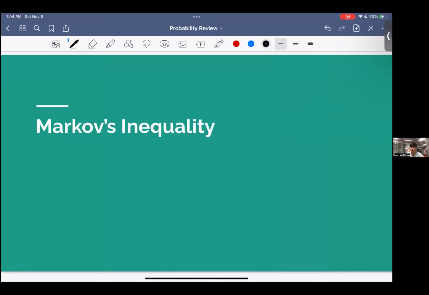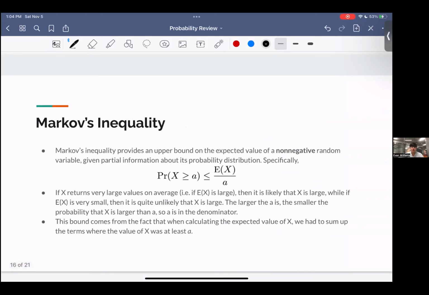Okay, now let's talk about Markov inequalities. So Markov inequalities are useful for bounding certain probabilities of events that we consider kind of difficult or infeasible. Markov's inequality provides an upper bound on the probability for some non-negative random variable. So given partial information about its probability distribution, we can say that the probability that x is greater than or equal to some constant a is upper bounded by the expectation of x over a.